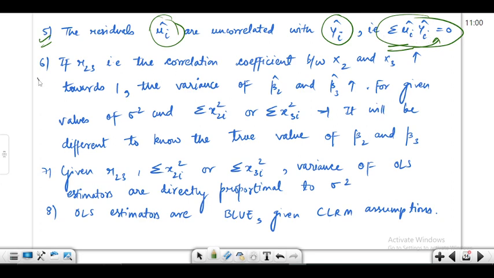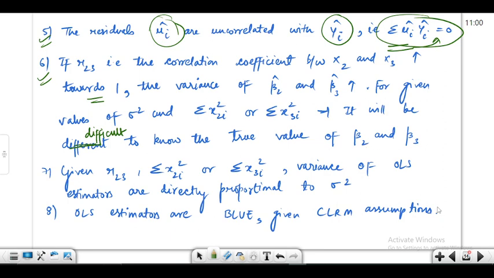Now the sixth property is if R23, that is the correlation coefficient between x2 and x3, increases towards 1, the variance of beta 2 hat and beta 3 hat increases. For given values of sigma square and summation of x2i whole square, or summation of x3i whole square, this implies it will be difficult to know the true value of beta 2 and beta 3.